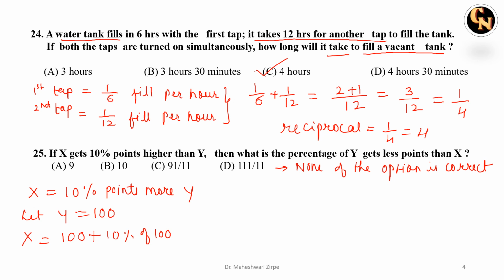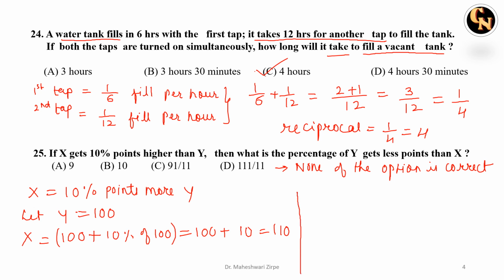10% of 100 will be 10, which means it will be 110. So X is equal to 110. This is the first part which we have solved.